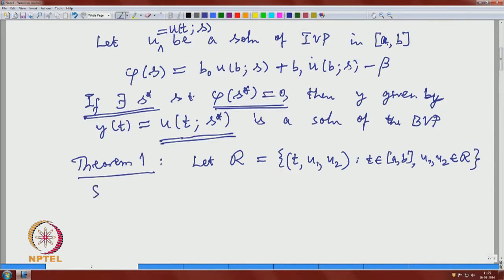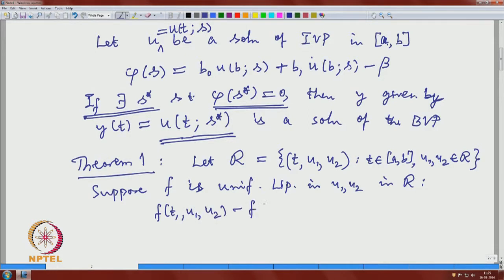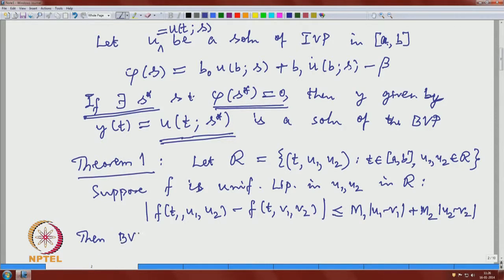Okay. So, suppose f is uniformly Lipschitz in u 1, u 2 variables in R. So, last time I stated that, let me just state one more time: the absolute value of f of t, u 1, u 2 minus f of t, v 1, v 2 is less than or equal to some m 1 times the absolute value of u 1 minus v 1 plus m 2 times the absolute value of u 2 minus v 2. Then the BVP has as many solutions as the roots of phi.